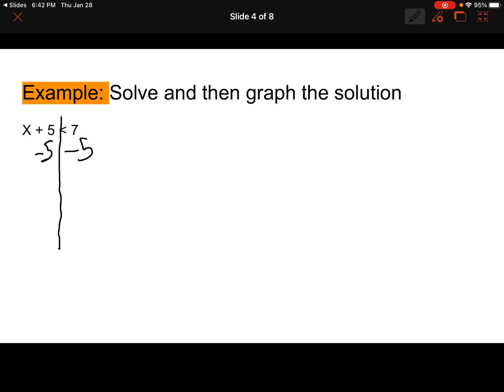So 5 minus 5 is obviously 0. So on the left, I have an x. Now we're going to bring down this less than sign here. That doesn't change at all. So x is less than, and 7 minus 5 would be 2. So x is less than 2. All right, let's try to graph this equation.